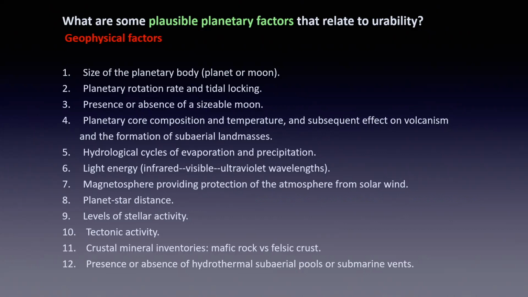Then down at the bottom, you have the presence or absence of subaerial pools or submarine vents. The subaerial pools would be on volcanic land masses rising above the ocean. Submarine vents, you've probably heard of, are these hydrothermal vents that are down in the floor of the ocean. So those are 3 of these 12 factors that are geophysical that we have to consider in terms of their effect on habitability. Next slide.